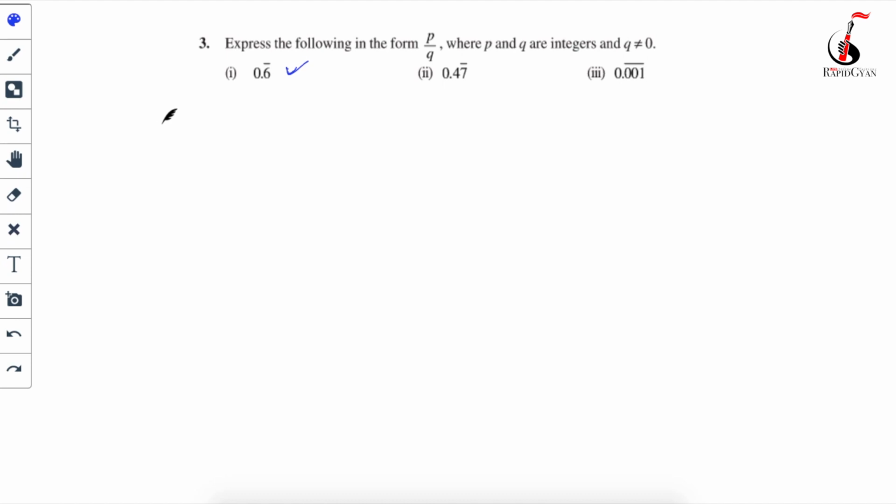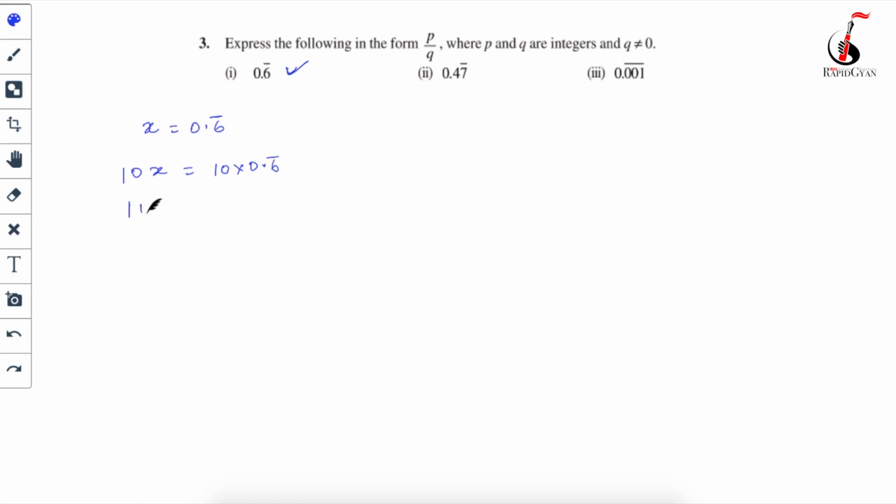So what you will have to do, first step, assume x is equal to 0.6 bar. Okay, what is the next step? I have told you, the next step is to check how many digits are repeating. So how many digits are repeating in this case, beta? Only one digit is repeating. It means you will have to multiply both sides by 10. So it's 10 into 0.6 bar.